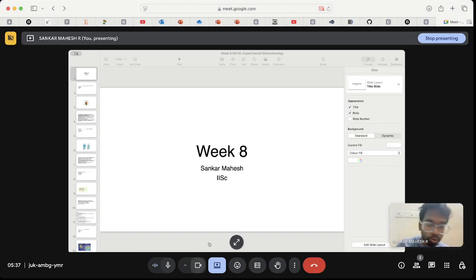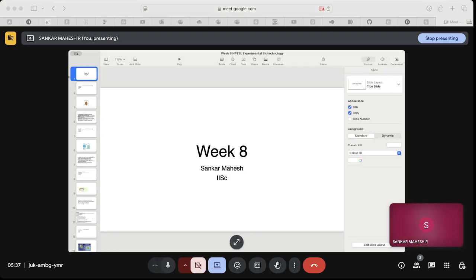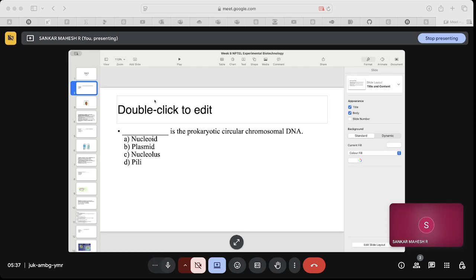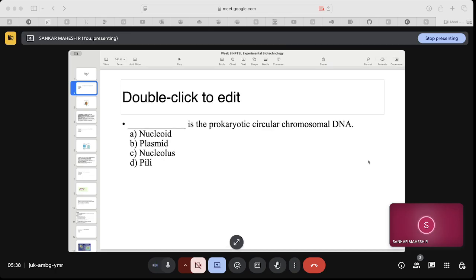So for today's class, we'll look at sample problems with respect to week 8's lectures. I hope you can see my screen. To start with, dash is the prokaryotic circular chromosomal DNA, and four options are given here: nucleoid, plasmid, nucleolus, and pilus. You can take a couple of minutes to think about this and then we'll discuss.